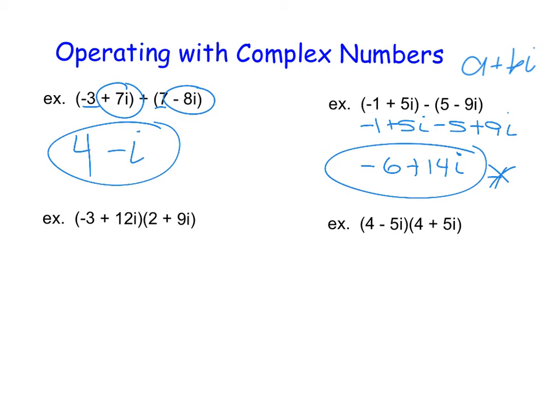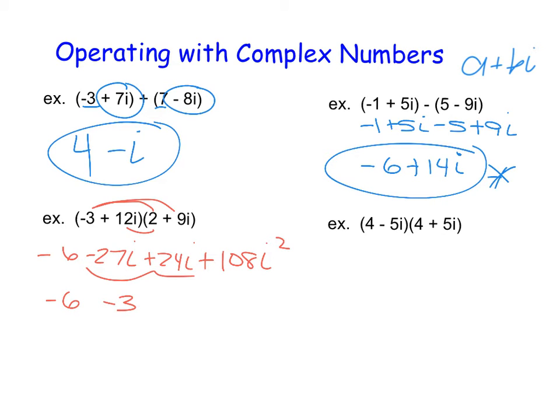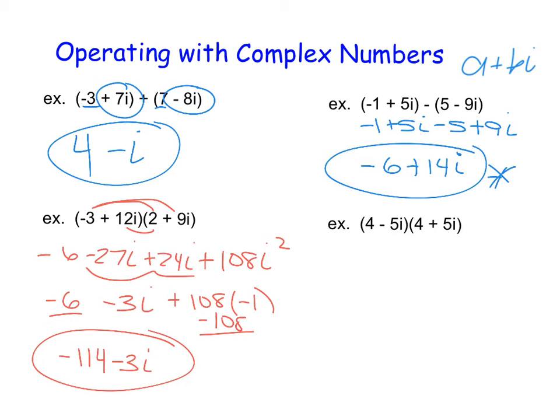All right, so now we have our touching parentheses, so we're going to distribute: -6 minus 27i plus 24i plus 108i squared. Those middle two become -3i. 108, this becomes 108. I squared is -1, so that's -108. Combine those like terms, -114 minus 3i. Done.